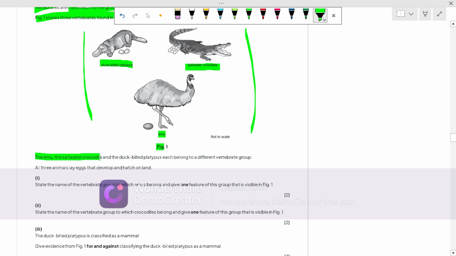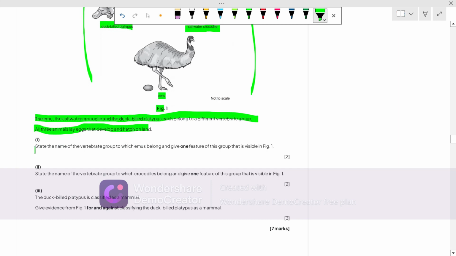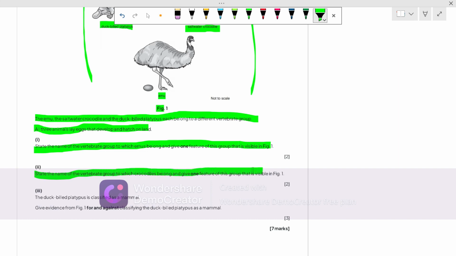The emu, saltwater crocodile, and the duck-billed platypus each belong to a different vertebrate group. All 3 animals lay eggs that develop and hatch on land. 1. State the name of the vertebrate group to which emus belong and give one feature of this group that is visible in figure 1. 2. State the name of the vertebrate group to which crocodile belongs and give one feature of this group that is visible in figure 1. 3. The duck-billed platypus is classified as a mammal. Give evidence from figure 1 for and against classifying the duck-billed platypus as a mammal.